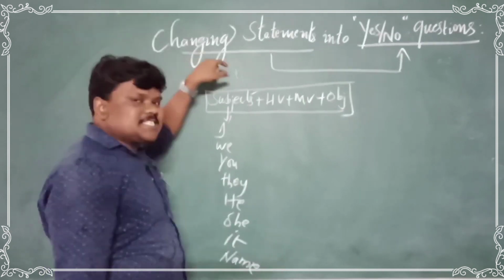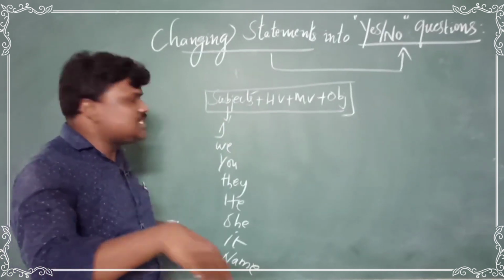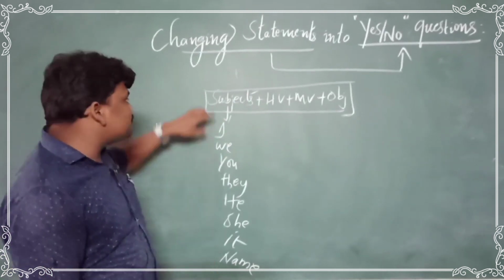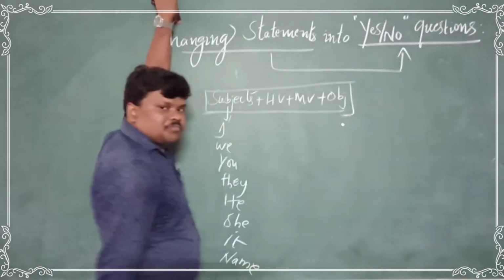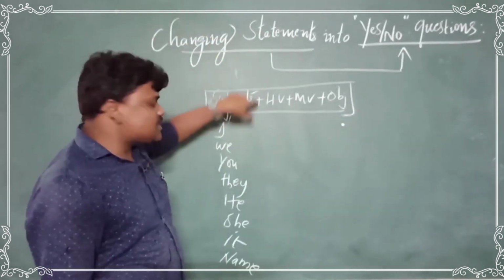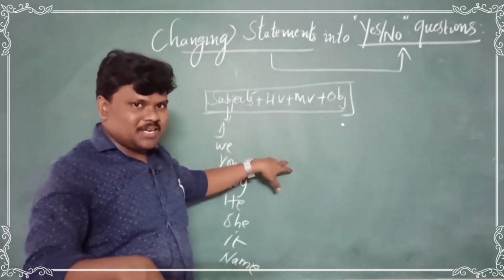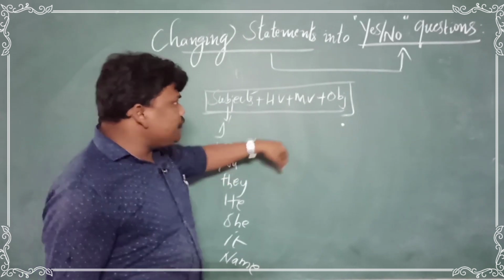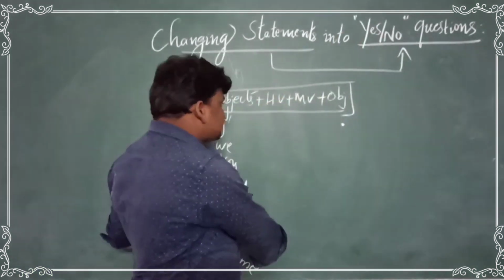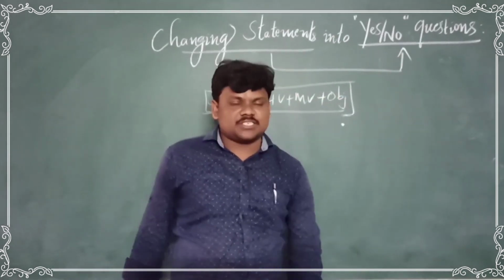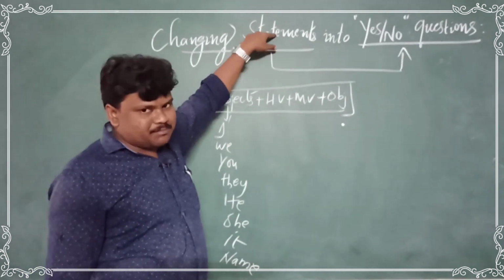If a sentence starts with these subjects, undoubtedly it is a statement. A sentence which starts with a subject and ends with an object with a full stop is called a statement. If these statements are given in the examination or anywhere, how do we change them into yes or no questions? Fine? I hope I gave clarity about what statements are.